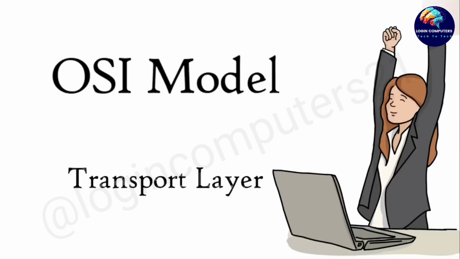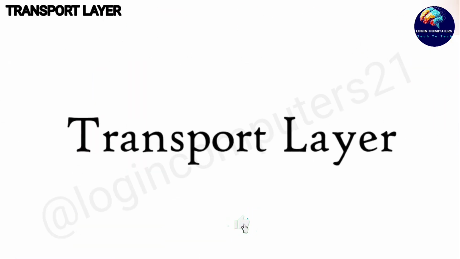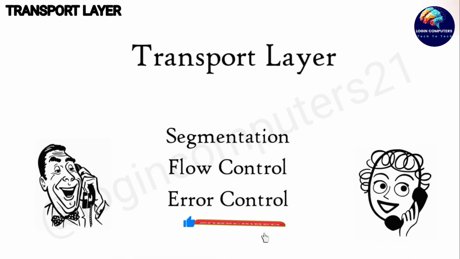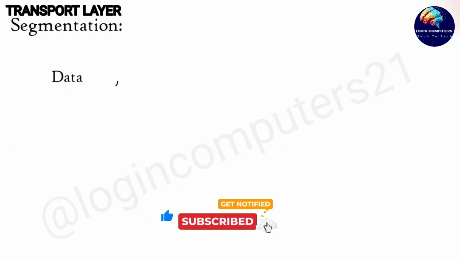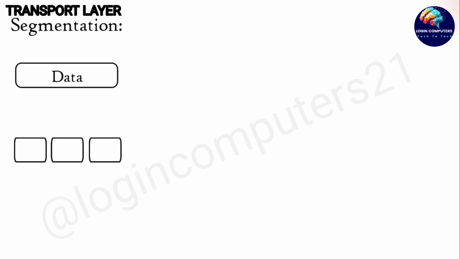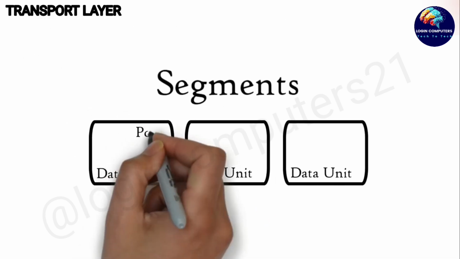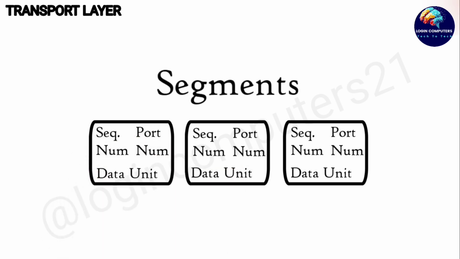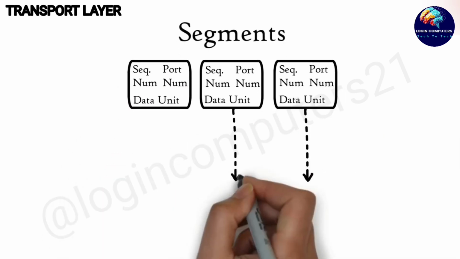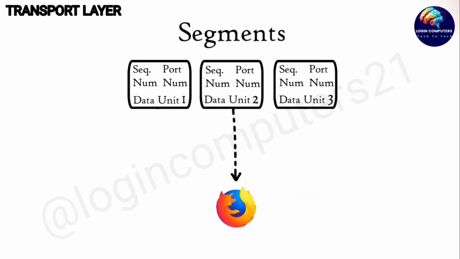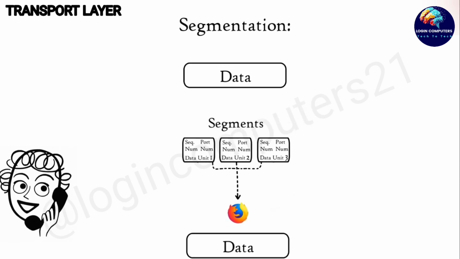The layer below session layer is transport layer. The transport layer controls the reliability of communication through segmentation, flow control and error control. In segmentation, data received from session layer is divided into small data units called segments. Each segment contains a source and destination port number and sequence number. Port number helps to direct a smaller data unit to the correct application. Sequence number helps to reassemble smaller data units in the correct order to form the correct message in the receiver.